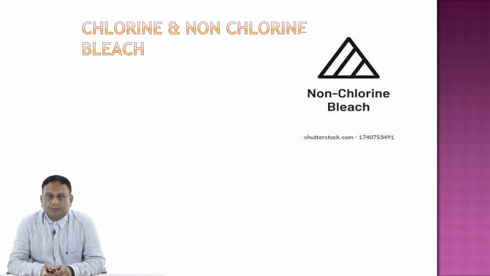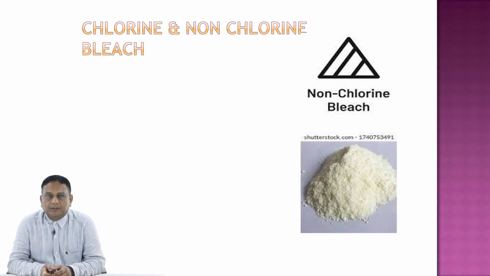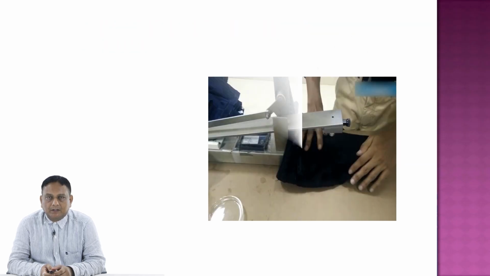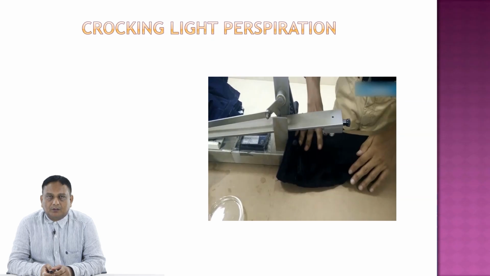And these are the different symbols that we will see later also in other lessons. So non-chlorine bleach is also used, and chlorine bleach is also used in the garment. Then comes an area where the garment or the fabric is getting rubbed. That is called crocking, and the crocking test is done together with light and perspiration also. So crocking, light and perspiration tests can be done, and overall results can be judged for the garment.